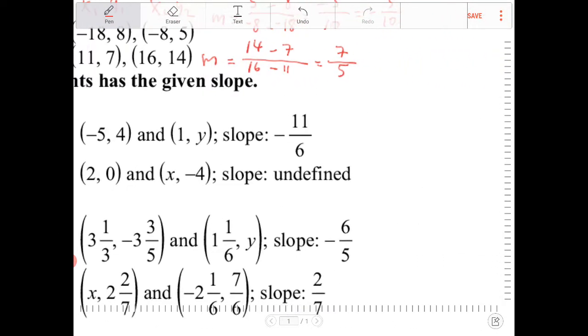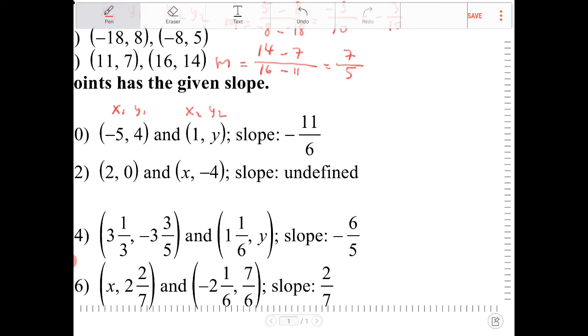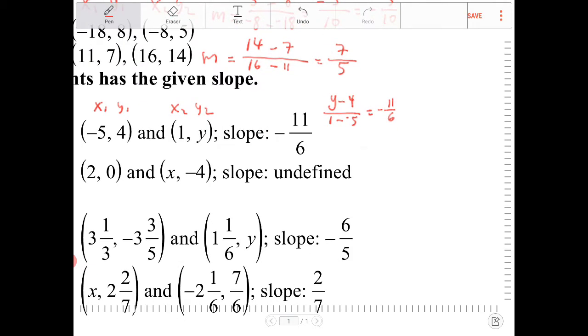Moving on. Again, very similar, okay? I can call this x1, y1, x2, y2. Again, after a while of doing this, you should be able to successfully approach this without having to make those labels. But I'm going to start with these first two examples. y minus 4 all over 1 minus -5 is equal to -11 over 6. This is where the algebra gets a little hairy. Okay, so I have y minus 4 over 6. So y minus 4 all over 6 is equal to -11 over 6.